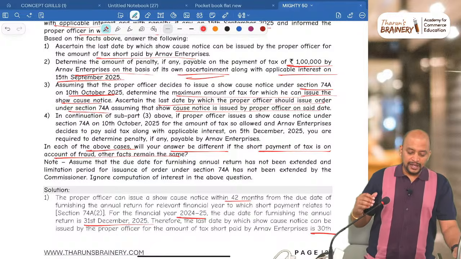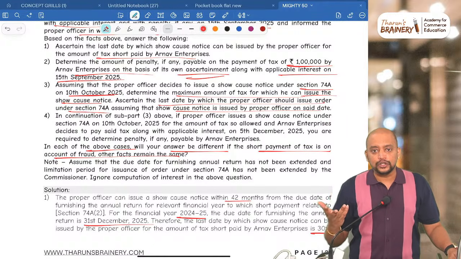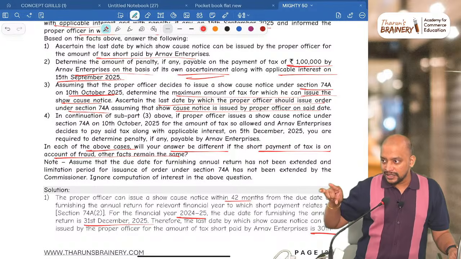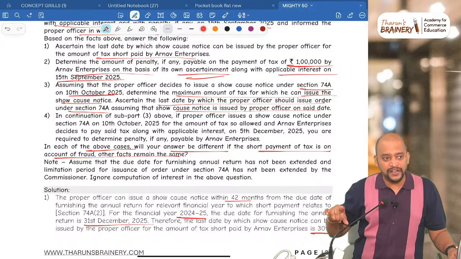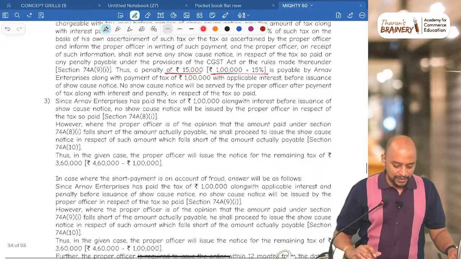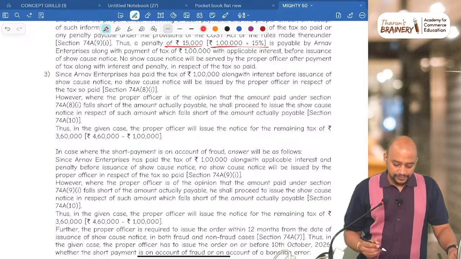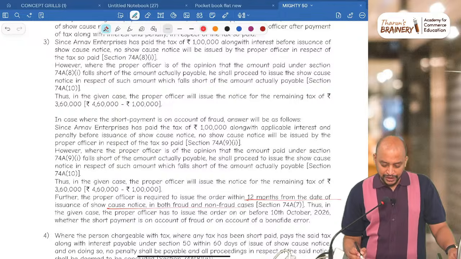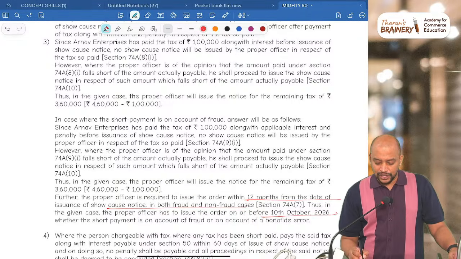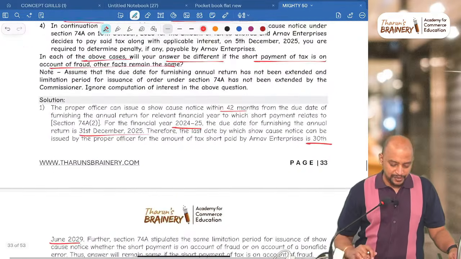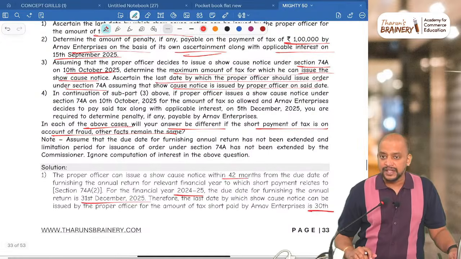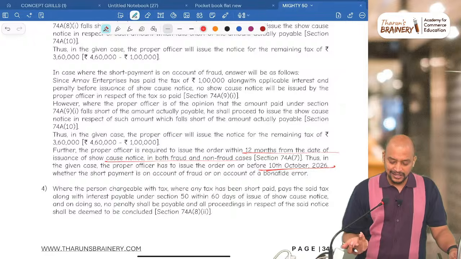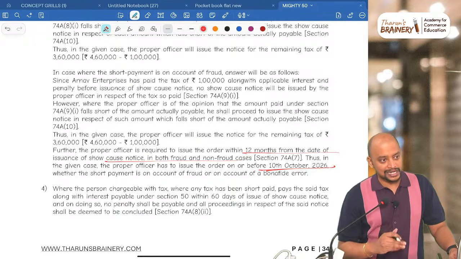First step. From 10th October, within 1 year they need to pass the order, and it can be extended for a further period of 6 months. So see the time limit. The time limit will be in this case 12 months from the date of issuance of notice. So they have to pass the order by 10th October 2026, because it is 10th October 2025, 1 year. It can be extended for a further period also, but that is not given. You can write that in the exam.